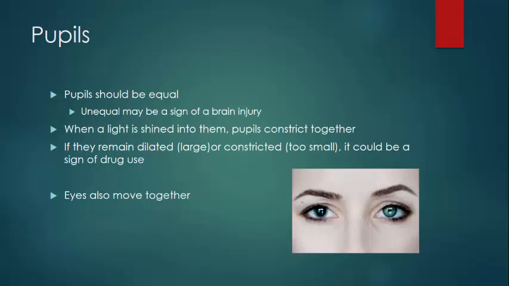Pupils. Pupils should be equal. So you look at that little black hole in the middle of the iris. The iris is the colored part of the eye. And they should be equal, not like the picture here. Unequal pupils may be a sign of a brain injury.